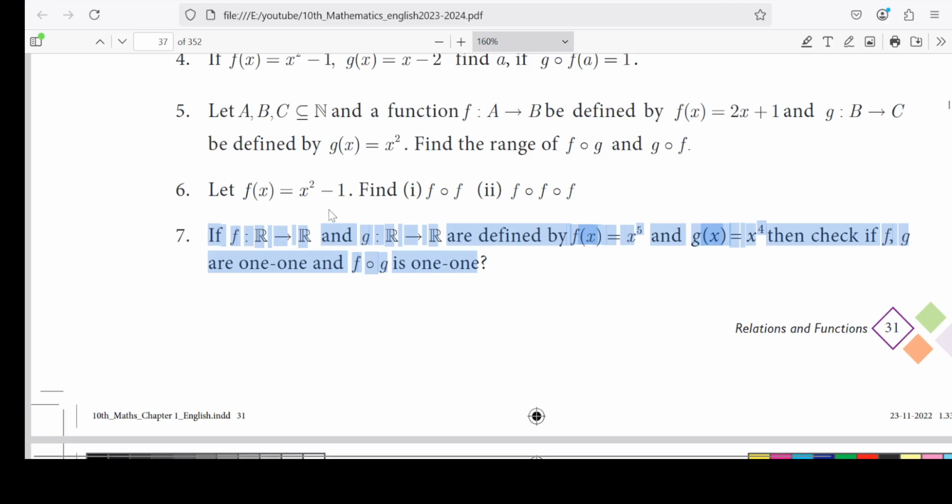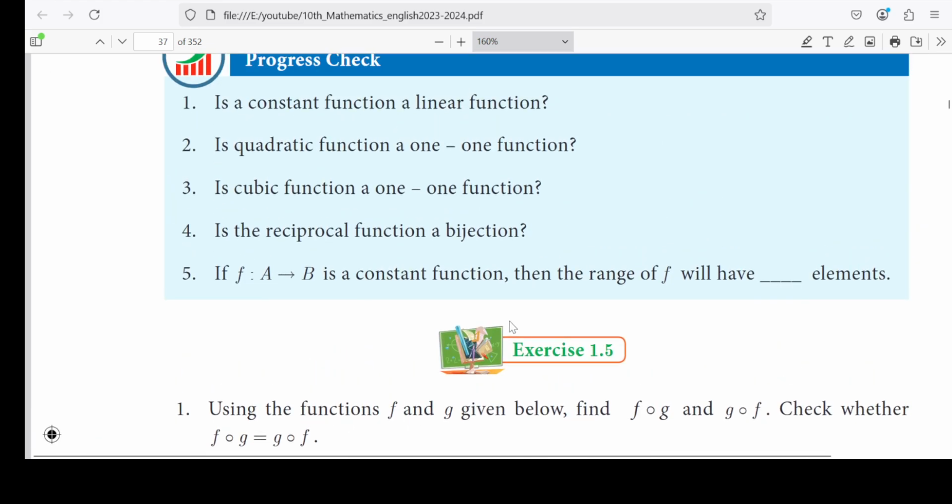In this class, we'll be solving problem number 7 in exercise 1.5.